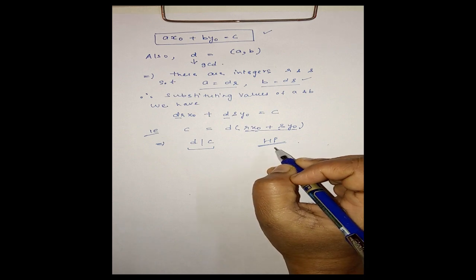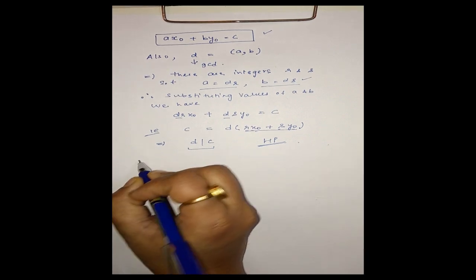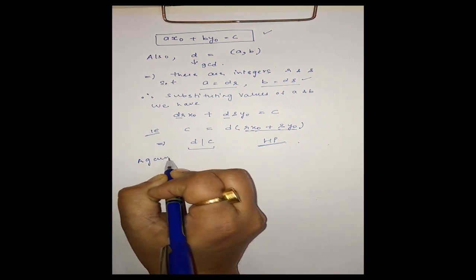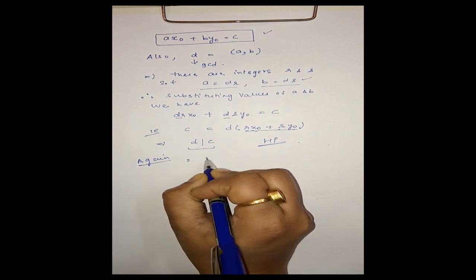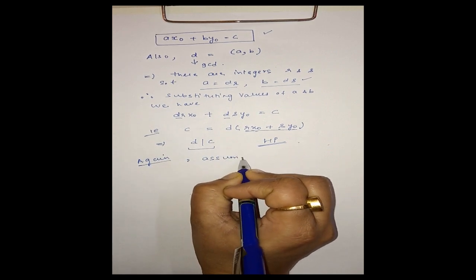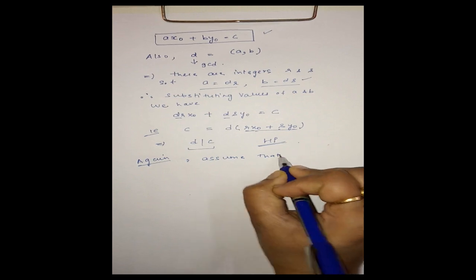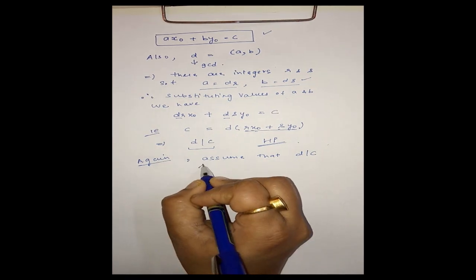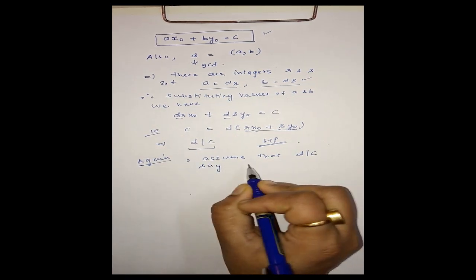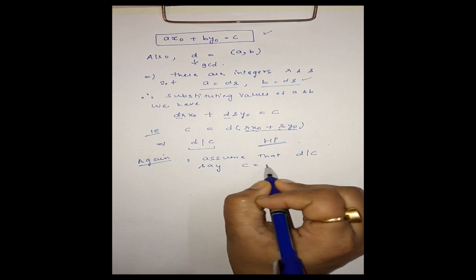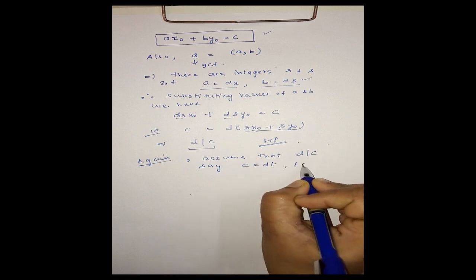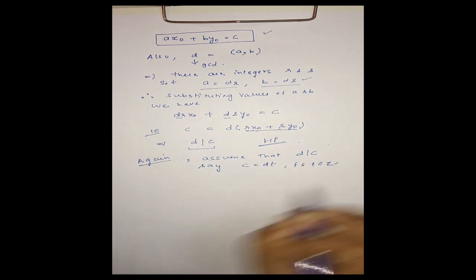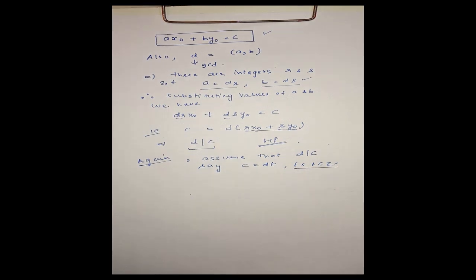Now we have the if and only if condition. Now again, assume that d divides c. Now we are going to prove the equation has a solution. Now d divides c. Say c is equal to d into t for some integer t.